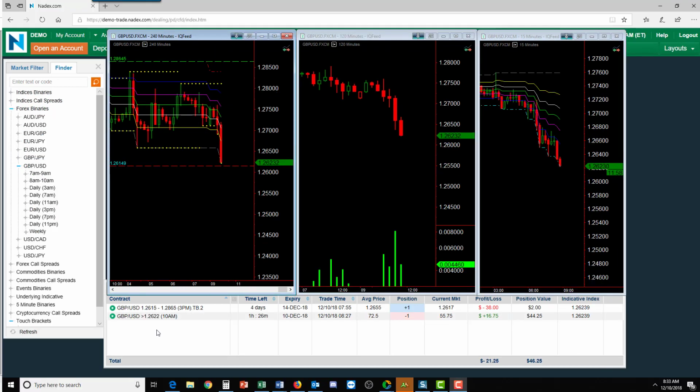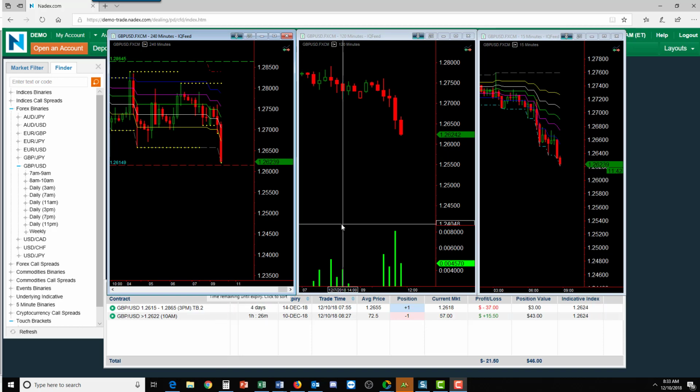And this is another idea of combining the bracket orders with the binaries. For example, I've got a bracket order for a long that is at 1.2615 to 1.2865, but I did a short-term binary, which is a 2-hour binary at 1.2622. Now that means that in the next hour and a half, if price moves below 1.2622, I will make a profit on that binary, which could cover part of the loss that is on the bracket order.